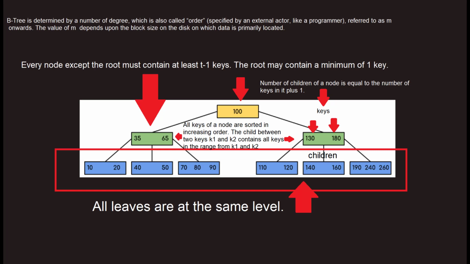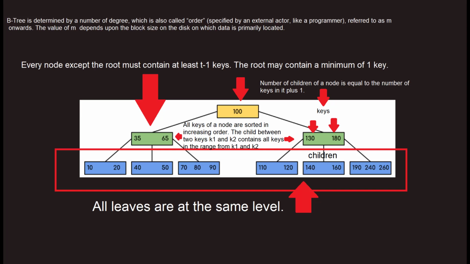The height of B-trees is kept low by putting the maximum possible keys in the B-tree node. Generally, the B-tree node size is kept equal to the disk block size. Since the height of the B-tree is low, total disk accesses for most of the operations are reduced significantly compared to balanced binary search trees.